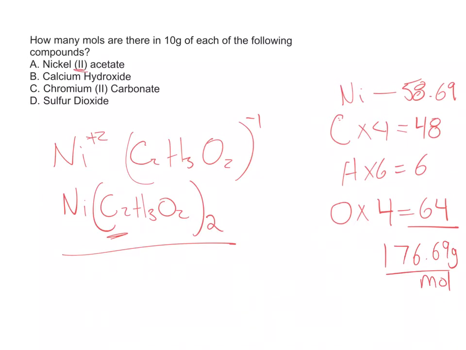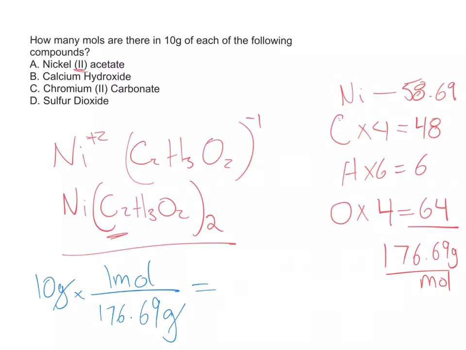Now that we have the molar mass, which is the weight of 1 mole, we can go from grams and figure out how many moles there are in 10 grams. So we'll start by writing out 10 grams, and then we know that there's 176.69 grams in 1 mole. Our units here are going to cancel, and that's all we have to do. So we'll just divide 10 by 176.69. And that's going to give us 0.056 moles. So there's 0.056 moles of nickel 2 acetate in 10 grams.